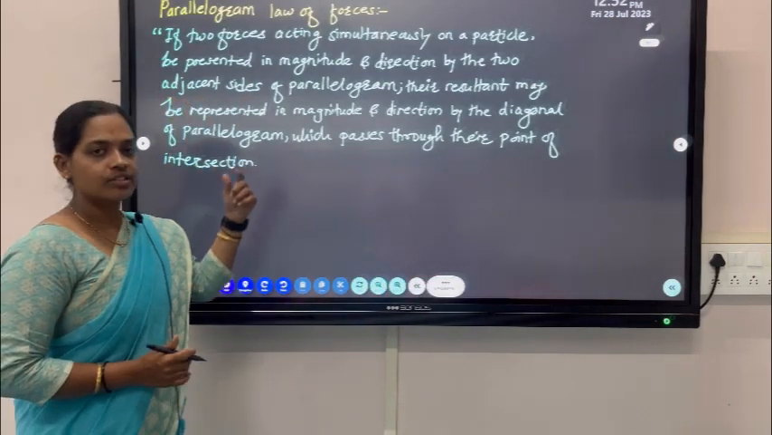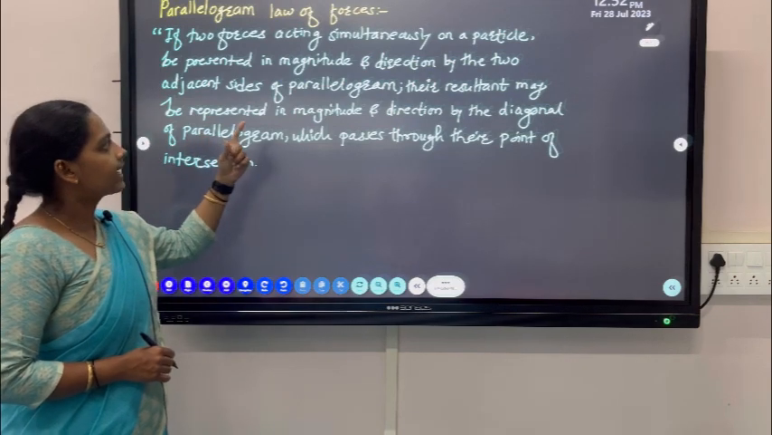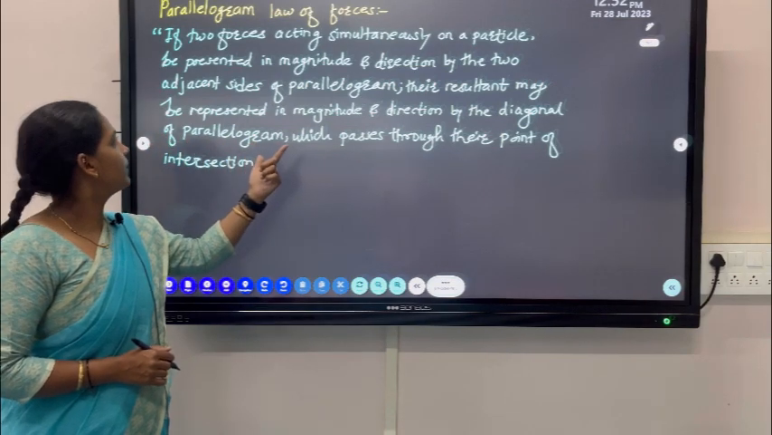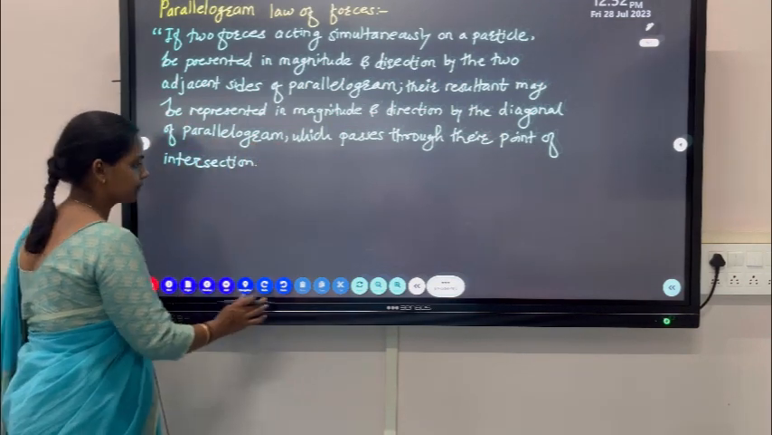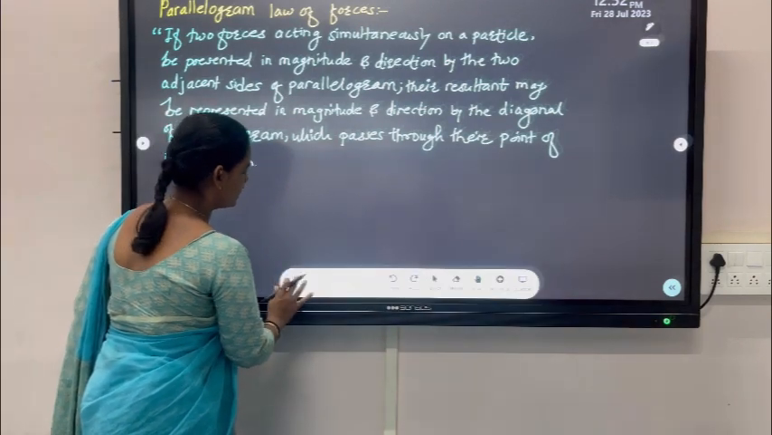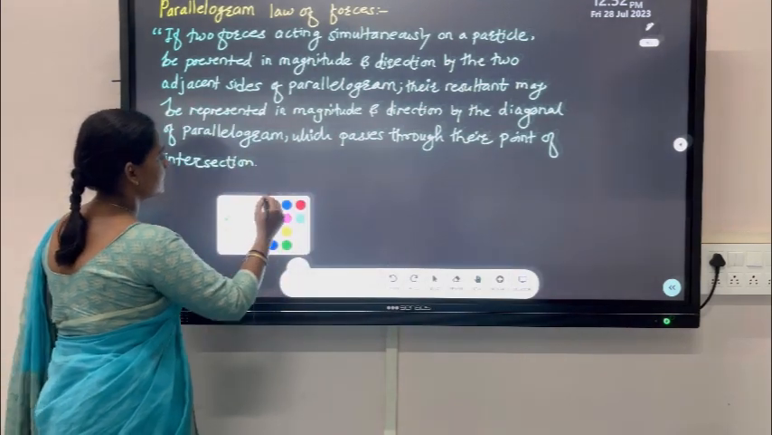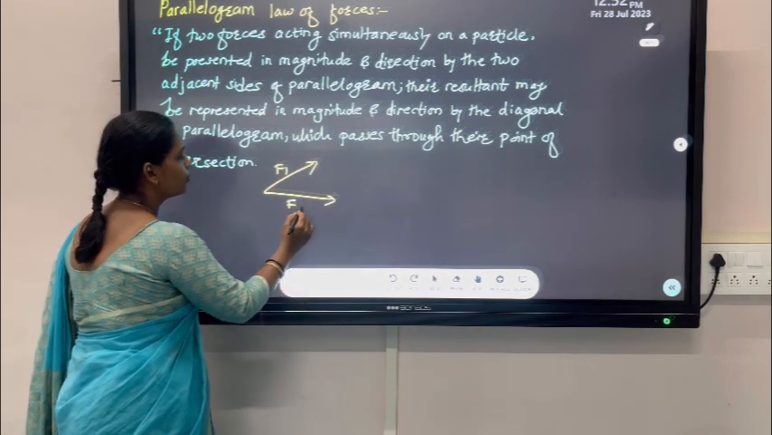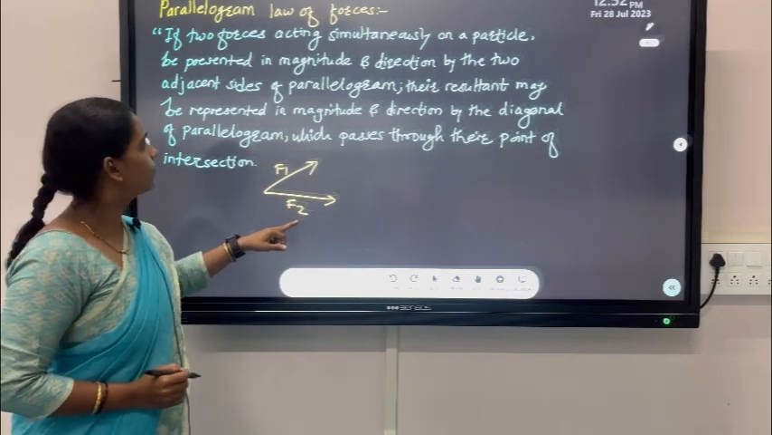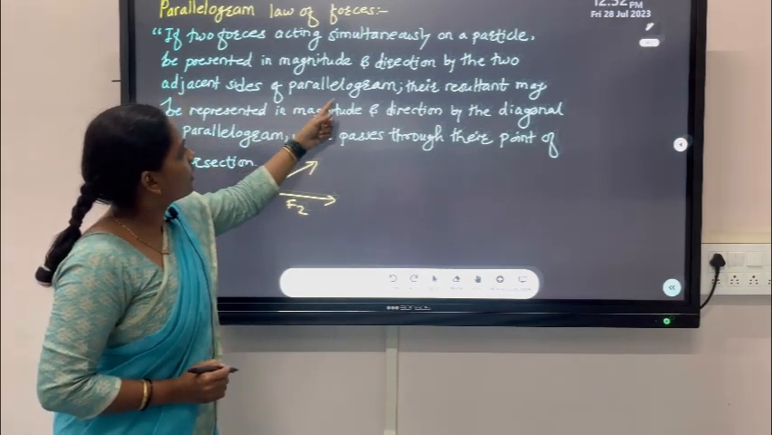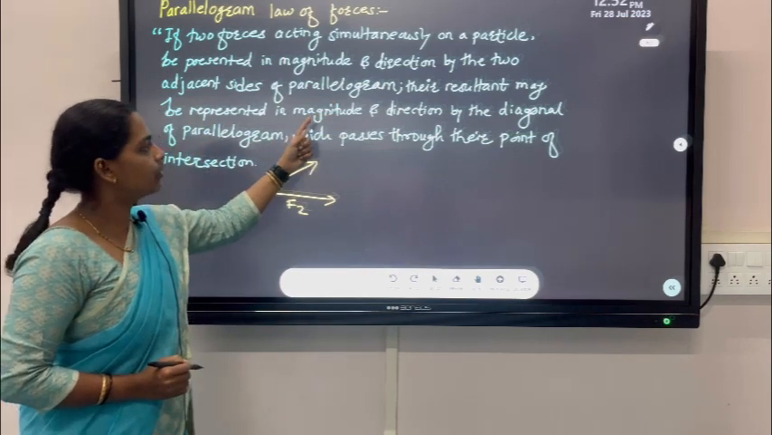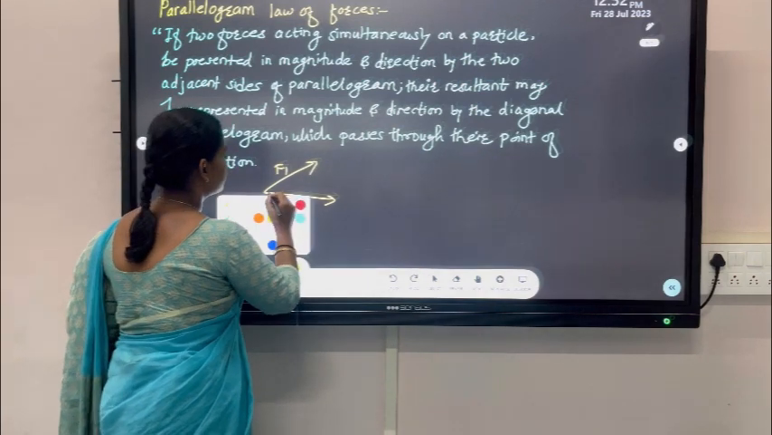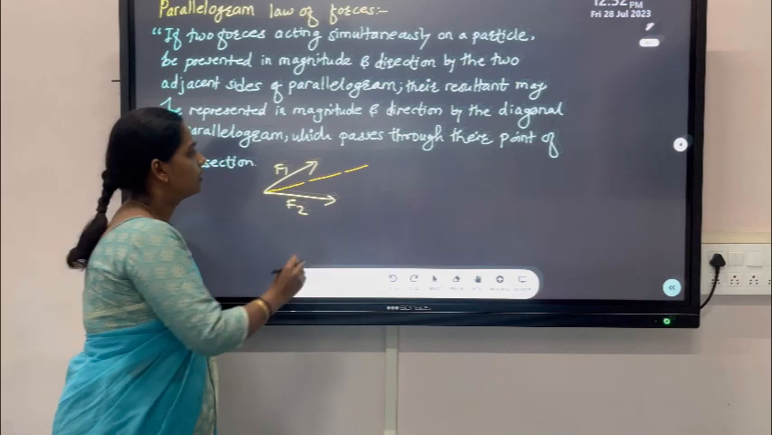The parallelogram law of forces states that if two forces acting simultaneously on a particle is presented in magnitude and direction by the two adjacent sides, one by one we will see what it means. Suppose these are the two forces F1 and F2, these are the two sides of parallelogram, alright. Adjacent side of the parallelogram, their resultant may be represented in magnitude and direction by the diagonal of parallelogram. So diagonal of the parallelogram, is it not the diagonal?